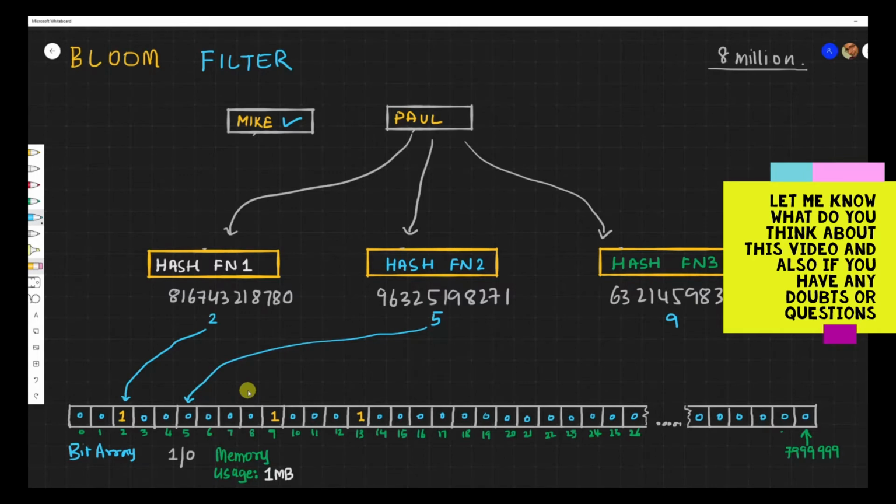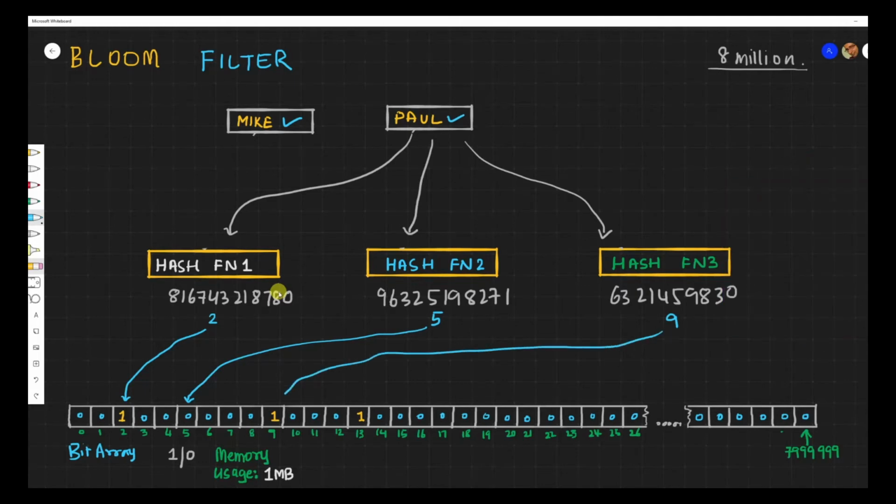The moment it comes to 5, it understands that this bit is a 0, and nobody with a hash from any of these hash functions ever got a value of 5, right? And that means Paul was never stored. So immediately it can say that Paul is safe to store and we don't have Paul. And we check 9 and it doesn't matter. 9 is also 1, but it doesn't matter because we know that 5 is a 0. The index 5 is a 0. If any of the indexes results in a 0, that means that element is safe to store, right? So that's how a Bloom filter helps.